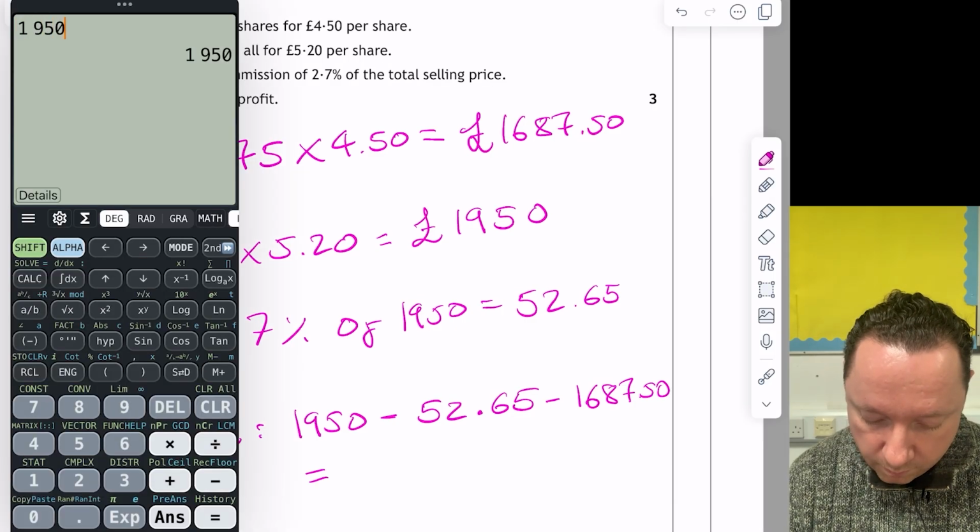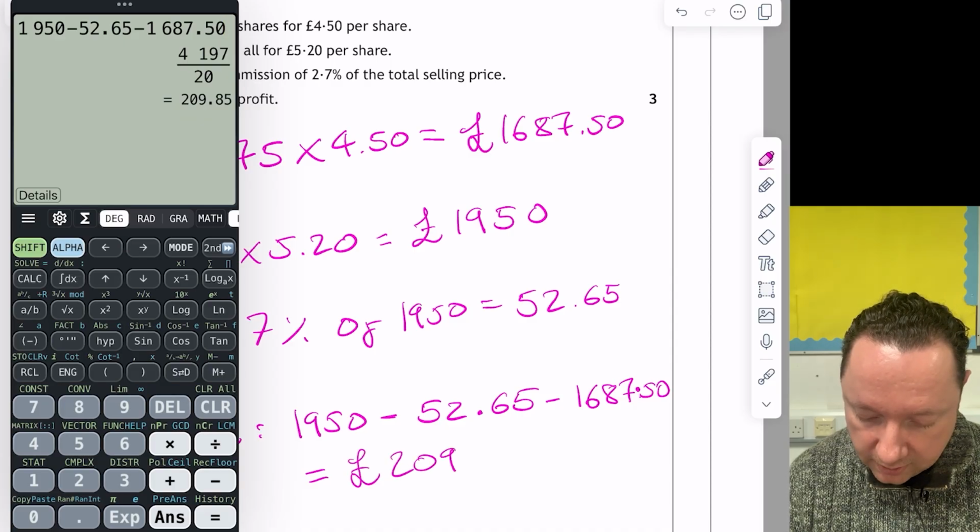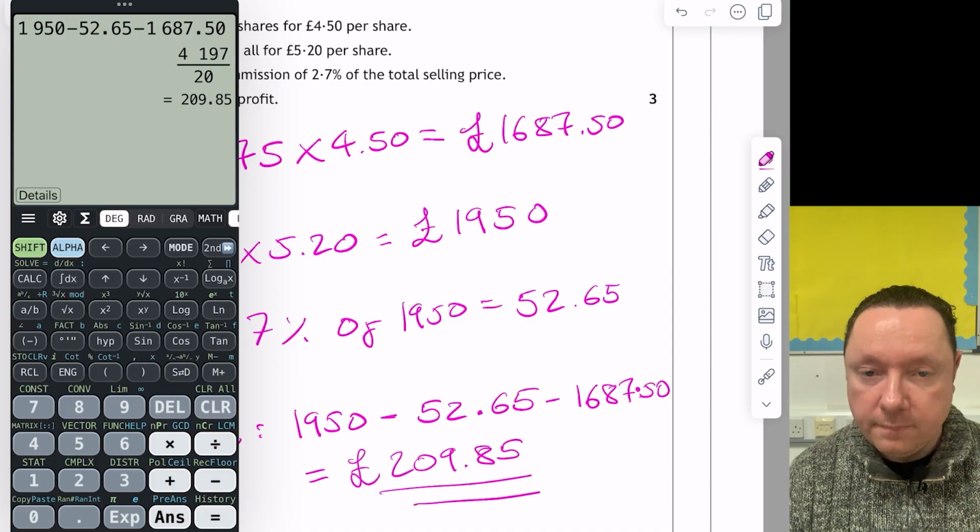1950 minus £52.65 minus 1687.50. That is a profit of £209.85. And we're done there.